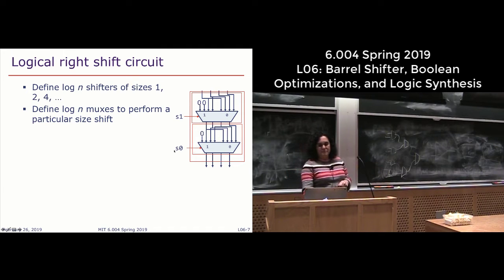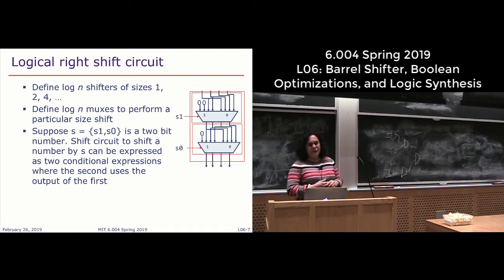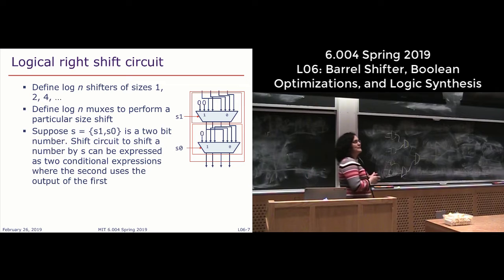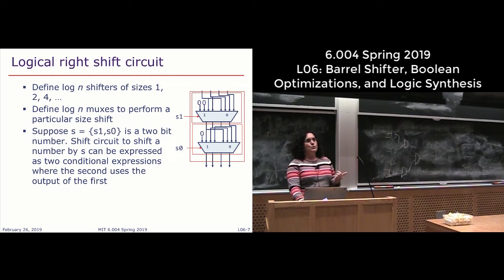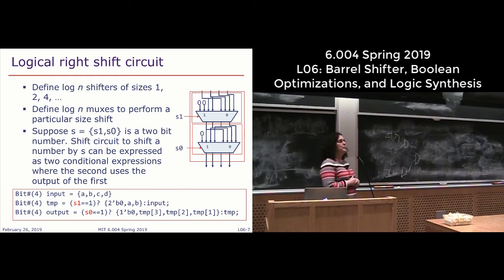And so I have one multiplexer for S0 saying shift by 1 bit or not, another multiplexer for shifting by 2 or not, and so on. You can see that I can augment this in order to shift by 4, 8, and so on, in order to build as large of a shifter as I want. And if S is a 2-bit value, which is S1 and S0, the way that I would express this in Bluespec is simply as 2 conditionals where the input of the second one depends on the output of the first. Okay, so let's take a closer look at that.